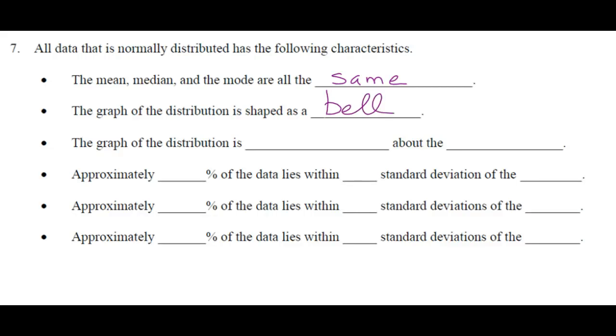The graph of the distribution is symmetrical about the mean, right? In other words, you could reflect one side on the other. Symmetrical about the mean. Okay. In other words, you could draw a line on the mean, fold it, one half would lie right on top of the other half.